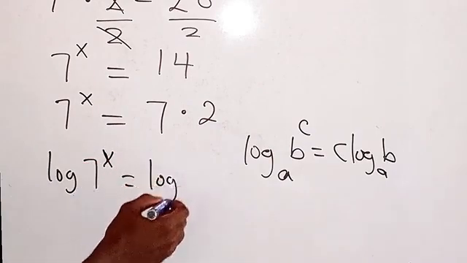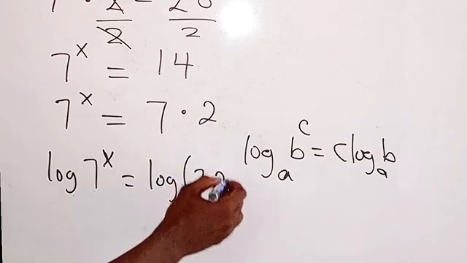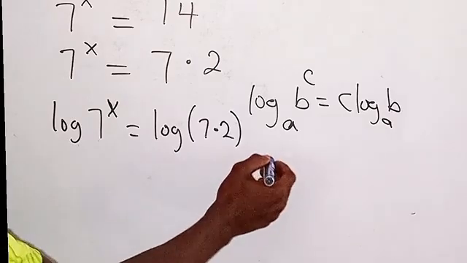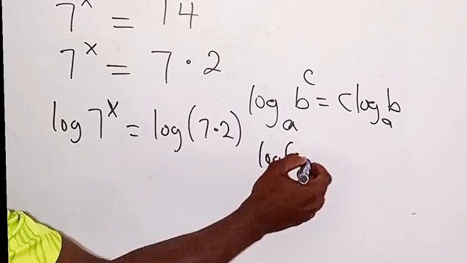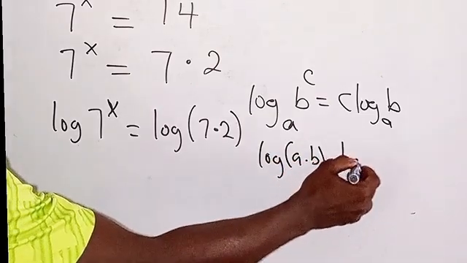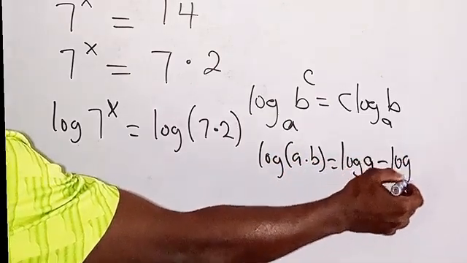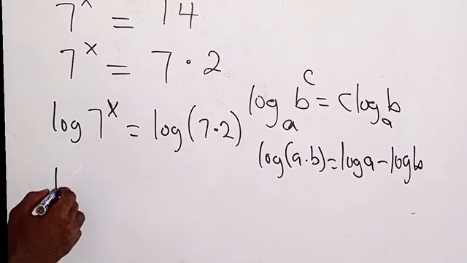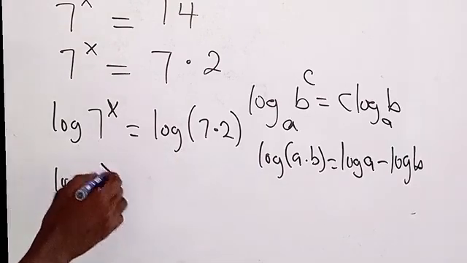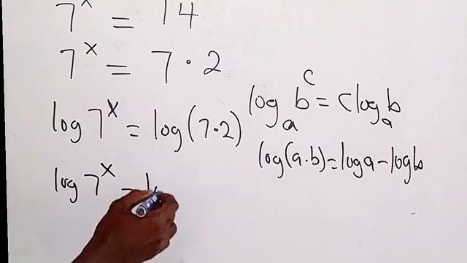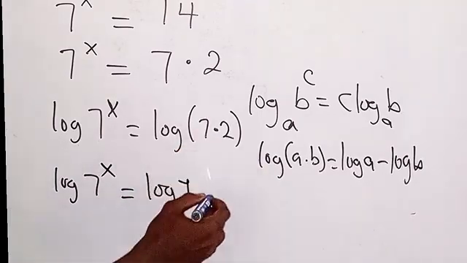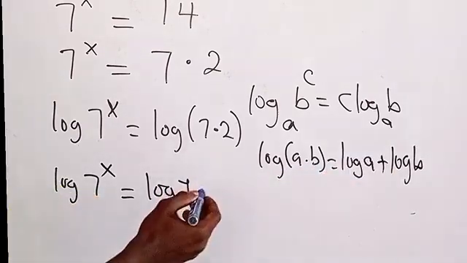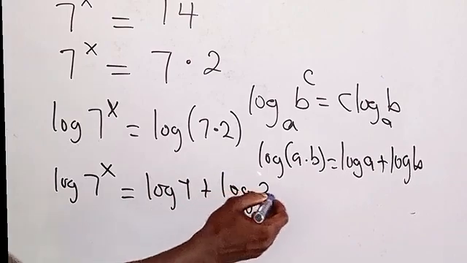We're going to have log 7 multiplied by 2. And you know also from here, if you have log of a multiplied by b, this will be log a plus log b. Are you getting now? So we are going to use that here also. We have log 7^x equals log 7 multiplied by 2, so this will be log 7 plus log 2.